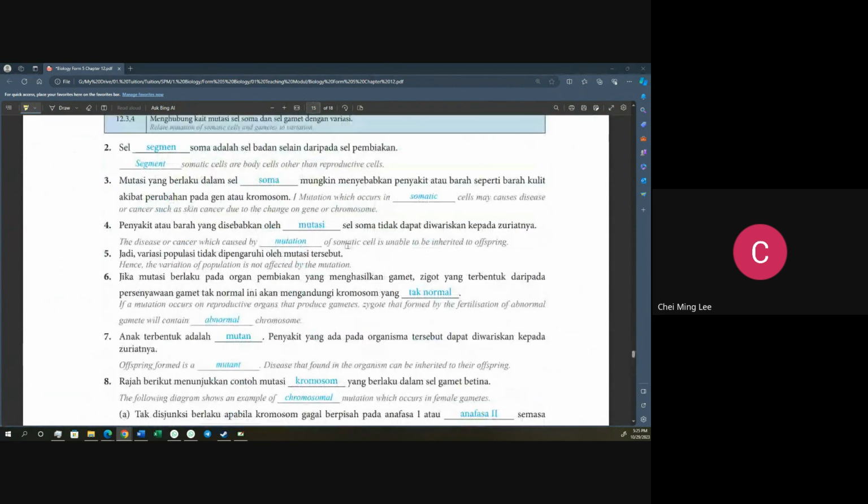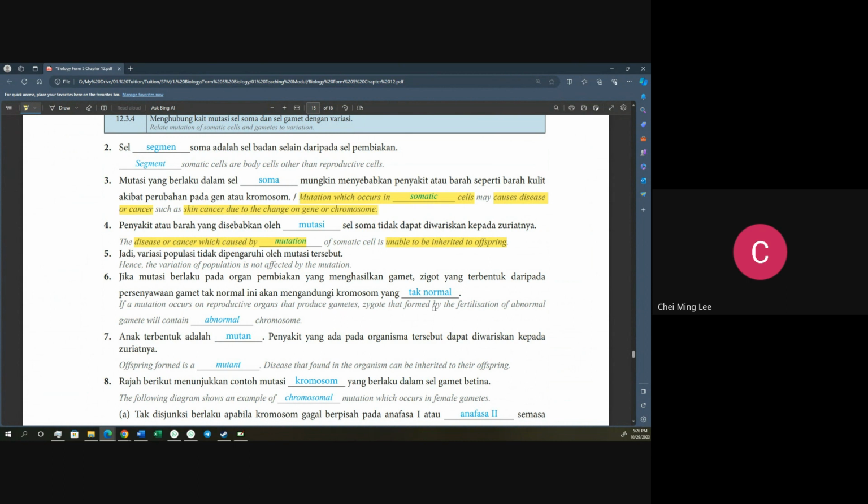So let's see how to correlate the mutation of somatic cells and gametes to the variation. Somatic cells are the body cells other than the reproductive cells. So we have two types of cell, one is a somatic cell, one is a reproductive cell. The mutation that occurs in somatic cells will cause diseases such as cancer, for example, skin cancer, due to the change of gene or chromosome. And these diseases or cancers caused by the mutation are unable to be inherited by offspring.